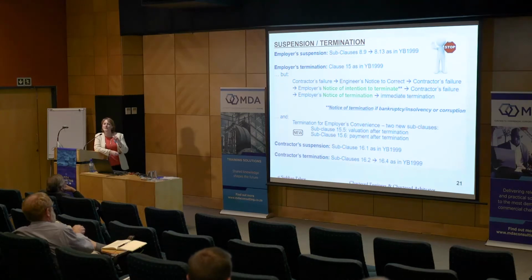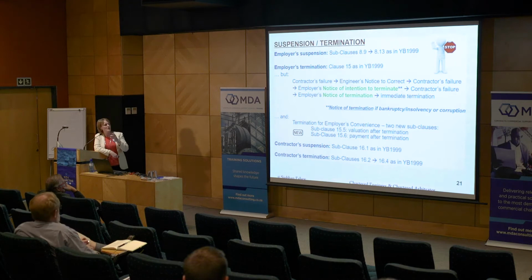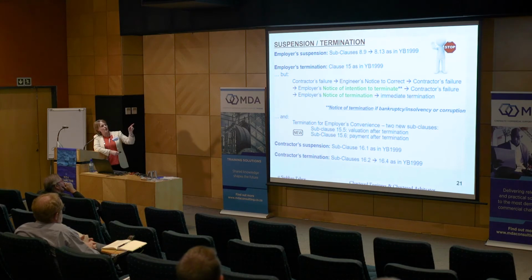And that's basically this idea of a notice of intention to terminate. So if you like, that's the first notice that's given under the 1999 forms, but we have it in specific terms now. And then we have the notice of termination, which is this ability to immediately terminate if there's bankruptcy, insolvency, or corruption. So exactly the same as was previously.